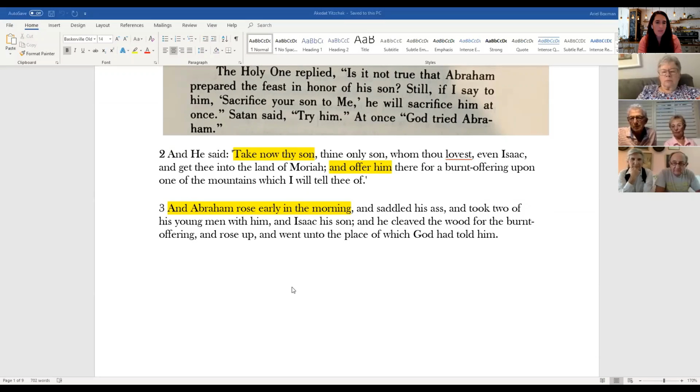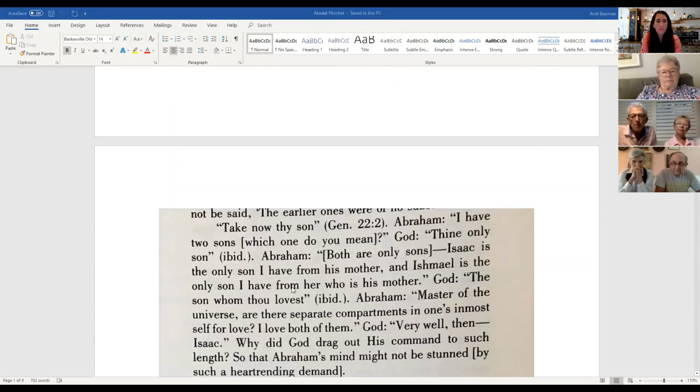And then the last part of this verse that we're going to look at is, "and Abraham rose early in the morning." The rabbis are going to ask, why early? Why did they have to clarify? Why couldn't they just say, and Abraham rose and went, right? Why is it these words here that it was early in the morning? So now let's take a look at the Midrash.